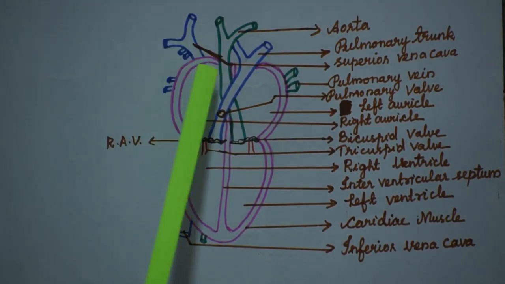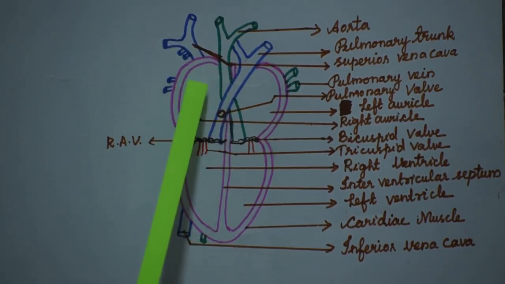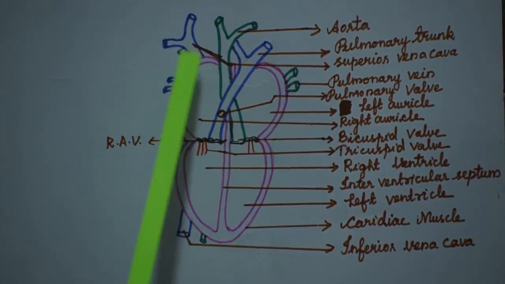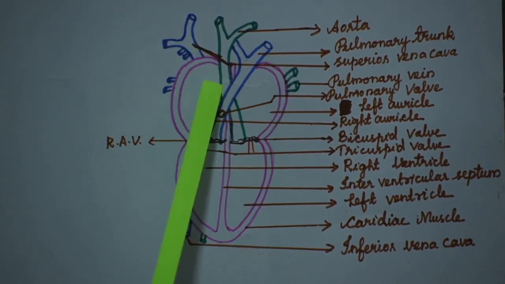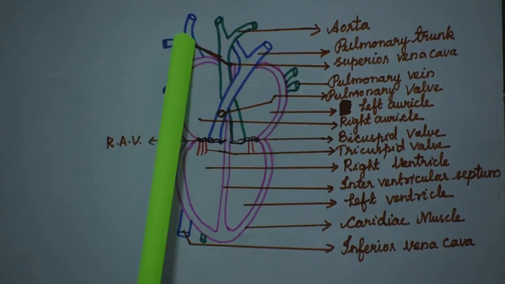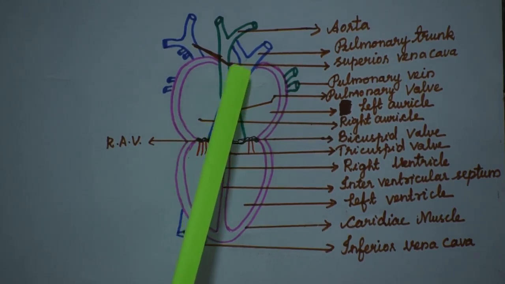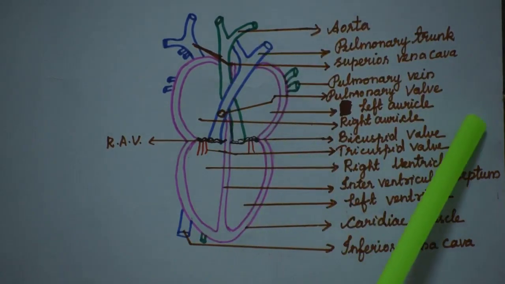Commonly, auricles are the receiving chambers, ventricles are the pumping chambers. The right auricle receives the deoxygenated blood through superior vena cava and inferior vena cava. And the right auricle passes the deoxygenated blood into the right ventricle. The right ventricle pumps the deoxygenated blood through pulmonary artery into the lungs.